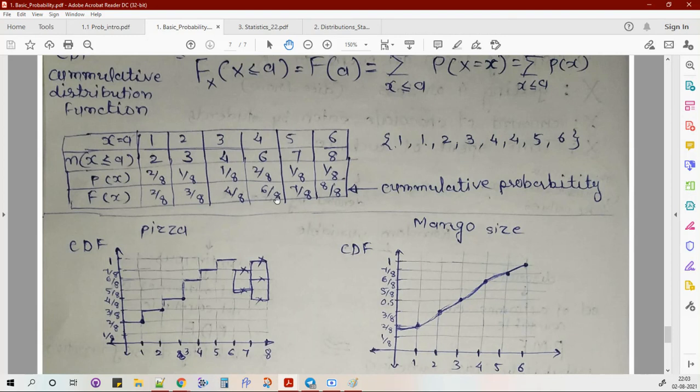2 by 8, 3 by 8, 4 by 8, 8 by 8. So what is the meaning of 8 by 8? It's nothing but 1. So what is the chance that you will observe a 6-inch diameter mango or less than that? It's 100%, right? Because all the values are either 6 or less than 6. So it's 1. That's how I have these CDF values, and now I can plot them.